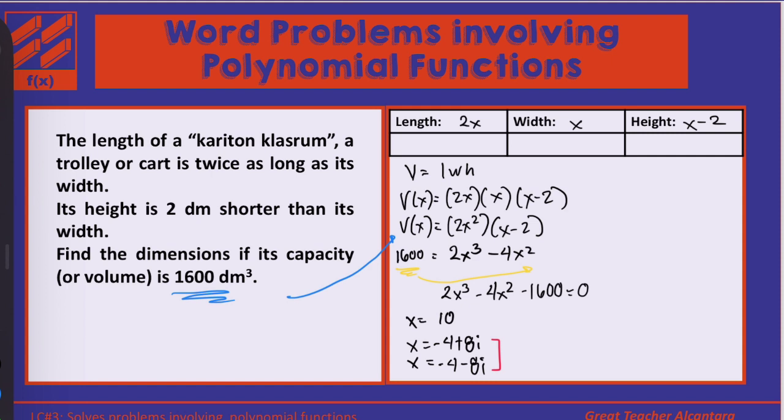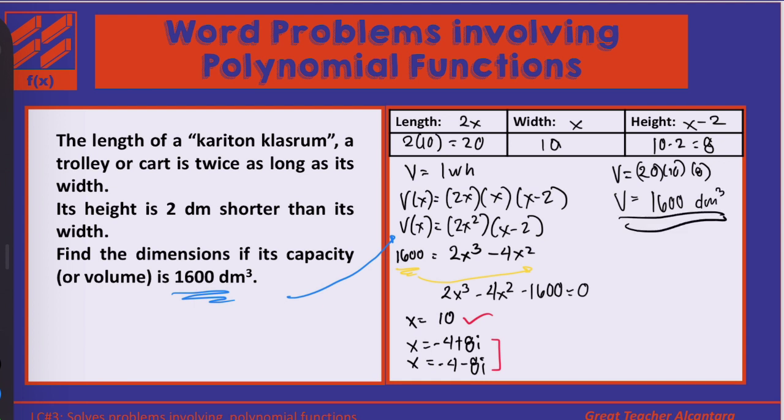Now basically, this is easy peasy, lemon squeezy. We're only going to use 10 because that's the only number that we can use here for the value of x. So you have 2 times 10, which is 20, then x, which is 10, then x minus 2, so 10 minus 2, which gives you 8. So your dimensions for your volume are length 20, 10, and 8. If you multiply these three things, you will get 1,600 cubic decimeters. So it's correct. Always remember to answer word problems in terms of their context.